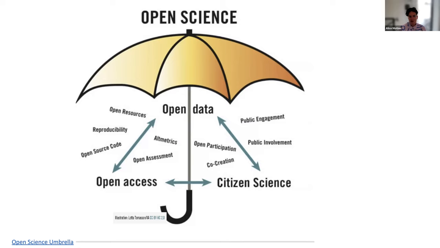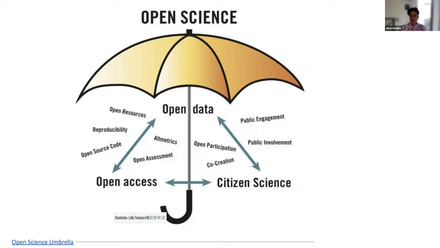And sometimes those terms can be used interchangeably, and perhaps not always in the way that they might be more broadly defined by specific interest groups. But the way that open data, open access, and citizen science are connected here, I think really emphasizes the importance of each of those aspects.